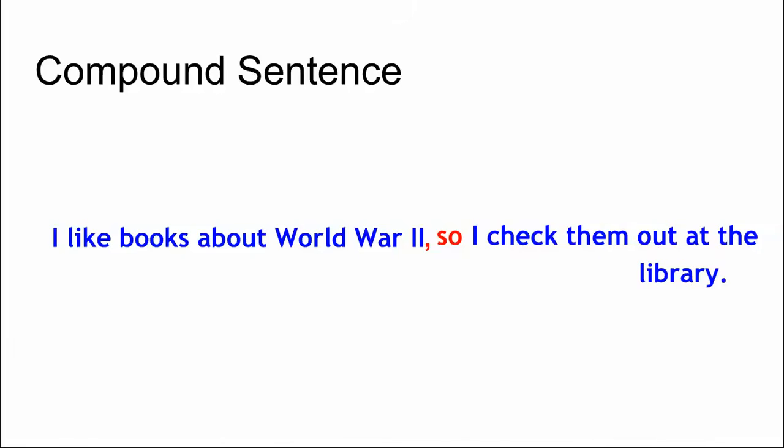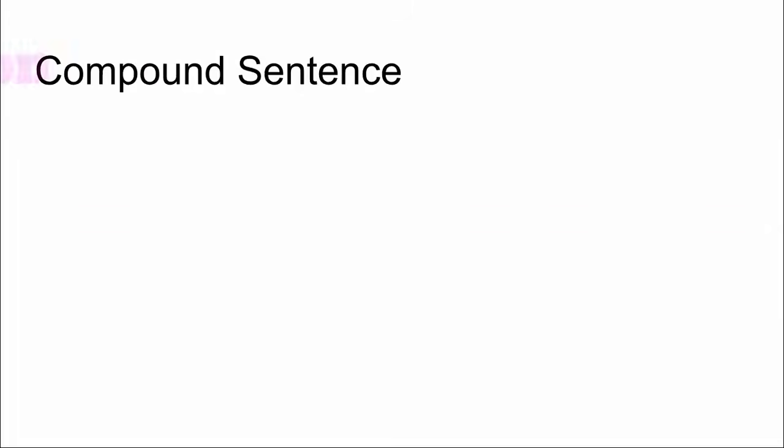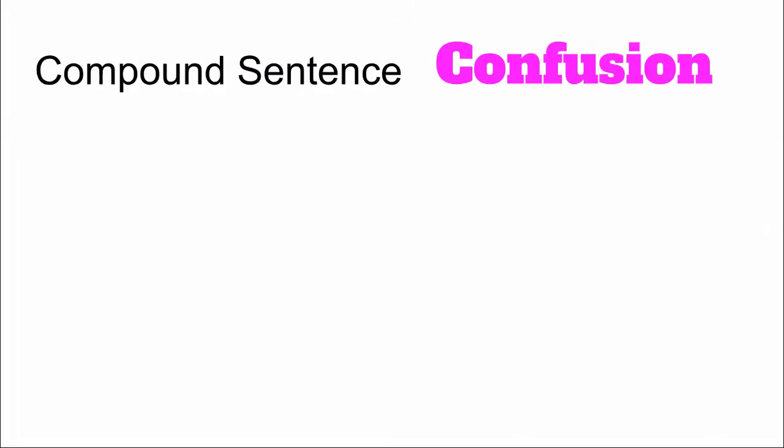Okay, that's all a compound sentence is. It's pretty simple. Two independent clauses connected by a fanboy and a comma. But sometimes we get confused about compound sentences. Let's look at a couple of sentences that might look like compound sentences, but they're not.